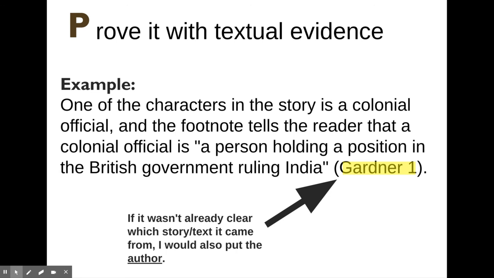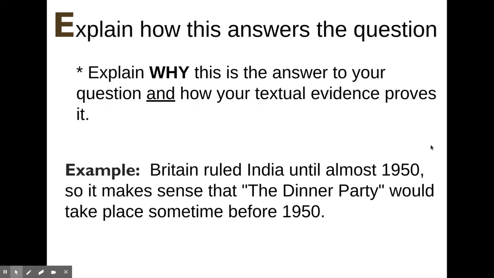However, let's say I'm comparing 2 stories and it wasn't clear which story I was talking about. Well, then I'd put the author's last name and the page number in parentheses. Okay, now if I just left it with that information about the colonial official, my reader would be like, well, yeah, so what? I have to explain how this answers the question or why this is the answer, how my textual evidence proves it. So after my proof, I'm going to explain how that answers the question right here.